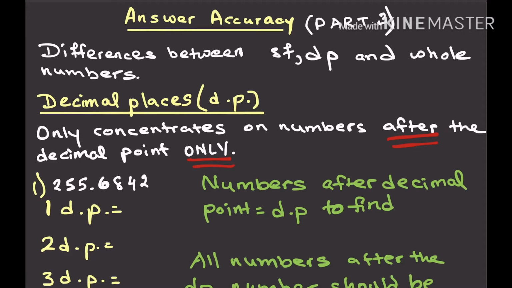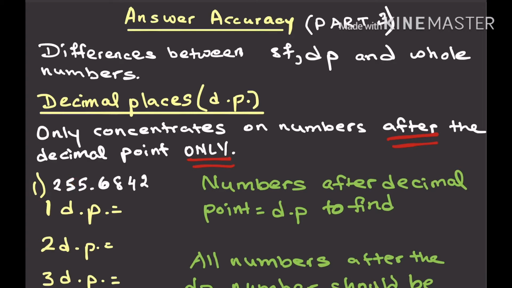What I mean by this is, if you have a number like this, and it tells you to round it up to a certain number, like 1 decimal place or 2 decimal place, then you can only look at the numbers here because they are after the decimal point at this area. You're not going to concentrate on this at all.